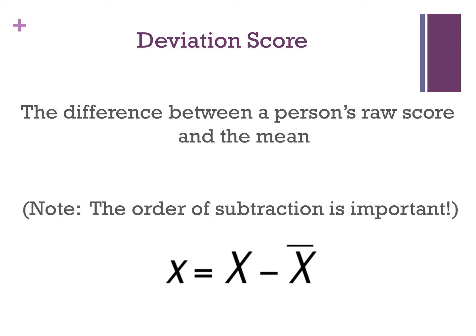The lowercase italicized x represents the deviation score for our selected student. The uppercase X represents this person's raw score, and the uppercase X with a line or bar over it represents the mean score for the whole class from which the student was selected. And the order of subtraction is important, as will soon become clear.